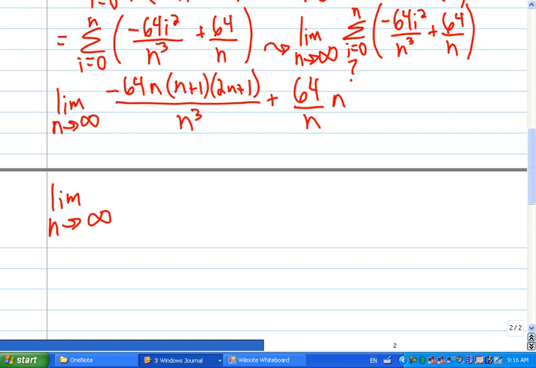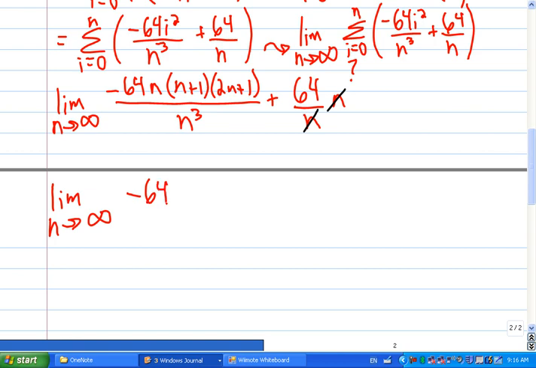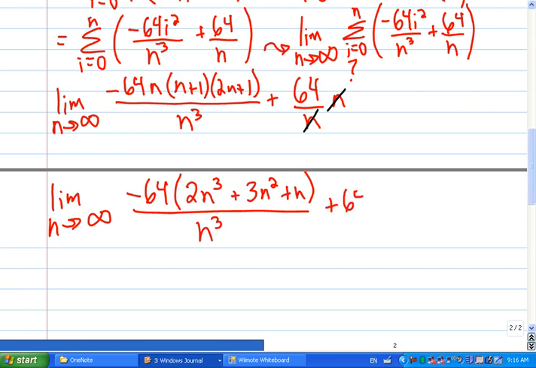Okay. And those n's would disappear, so that's nice. So on this side, let's see what we get. We get negative 64, and I'll have 2n cubed plus 3n squared plus n. So we've done this kind of limit before.